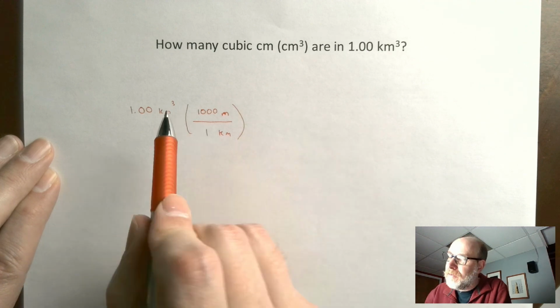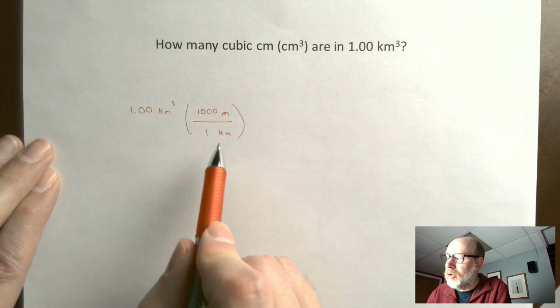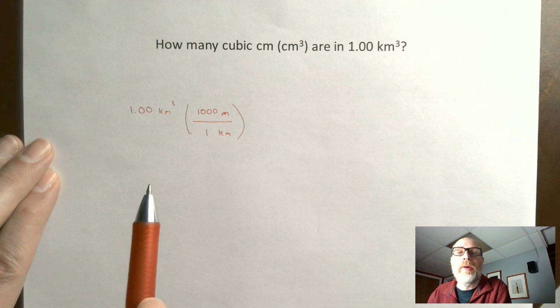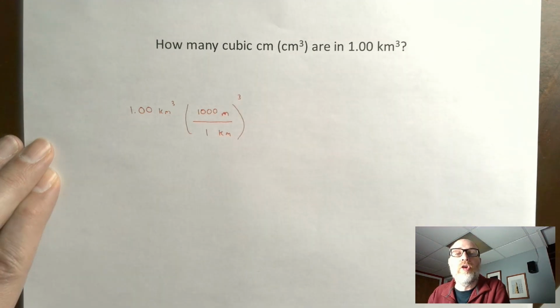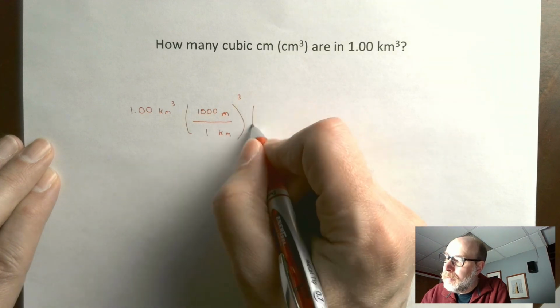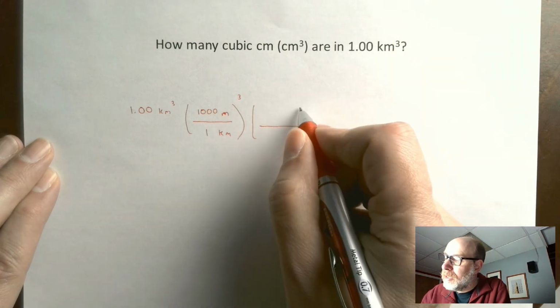But something's different here: I have cubic kilometers, and I only have kilometers here. So I need cubic kilometers. I need to cube that entire term. And that may already be driving your head batty. You may have alarm bells going off. That's okay. We're going to figure it out.